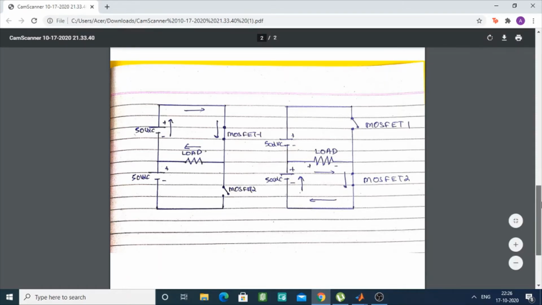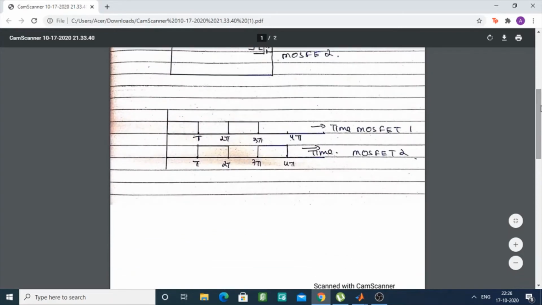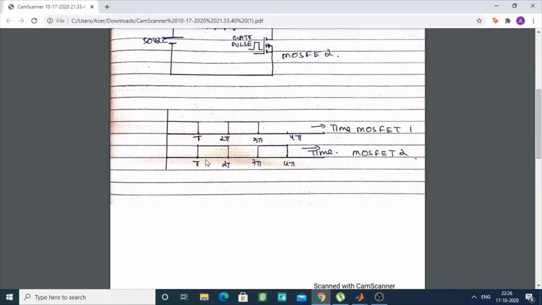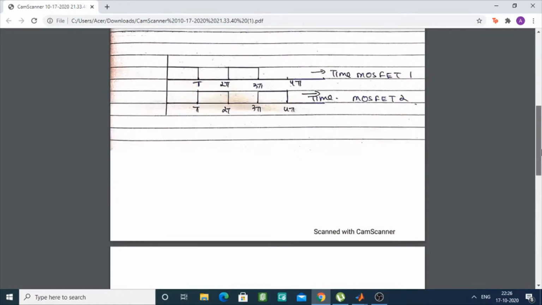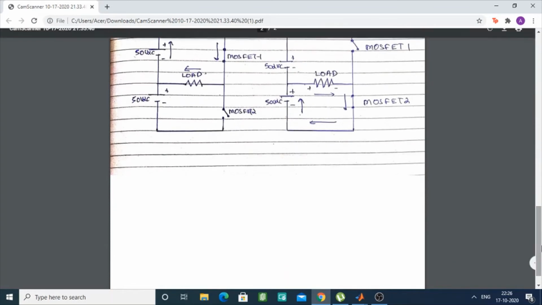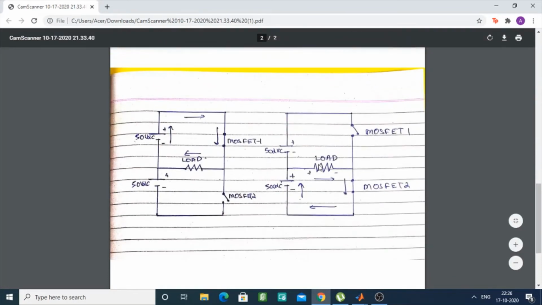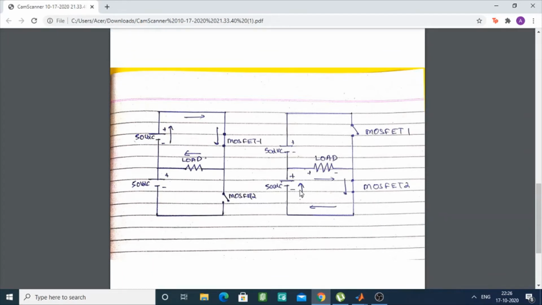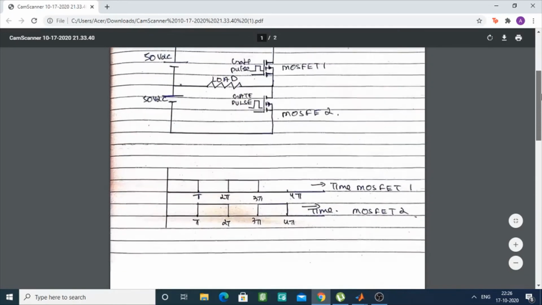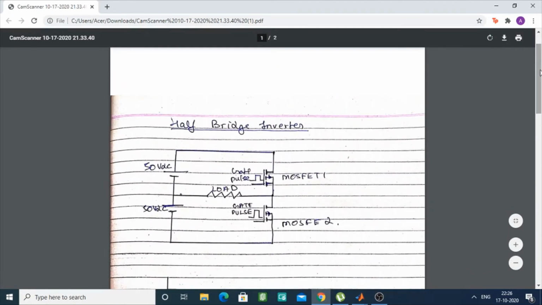Now, in the second half cycle, that is pi to 2 pi, the MOSFET 2 is triggered and lower voltage source is connected with the load. The current through the load is in the left to right direction. You can see over here the current direction is from left to right, and load voltage is equal to minus VDC by 2. In this time period, current will flow as shown in the figure, and the other half cycle of AC output is also completed. So this was the brief introduction of a single phase half bridge inverter.